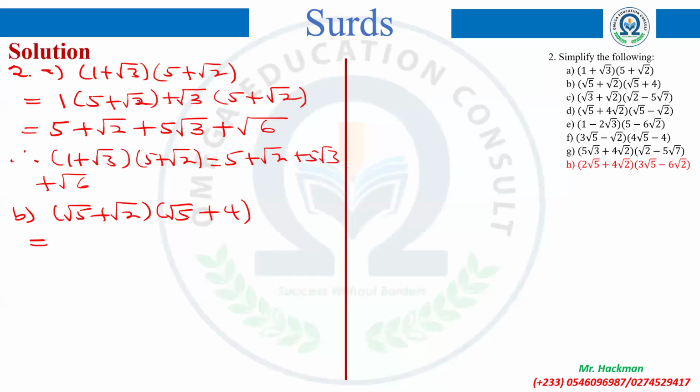So I'm going to get root of 5 times root of 5. I know that will give me root of 5 squared. Do you agree? Yes, please. Then root of 5 times 4. What would that give us? 4 square root 5. 4 root 5. Very good. Then you come to the root of 2. Root of 2 times root of 5. Let me see. Gabriel, what do you get?